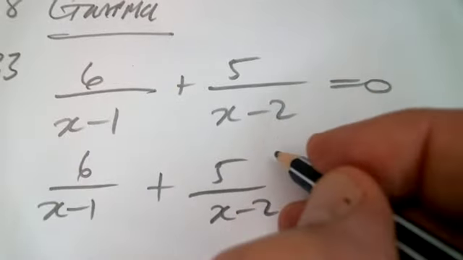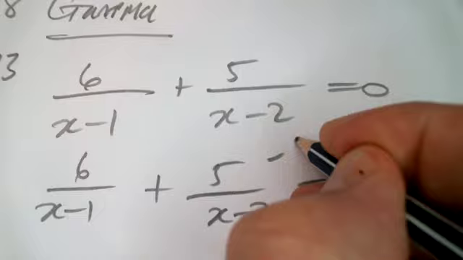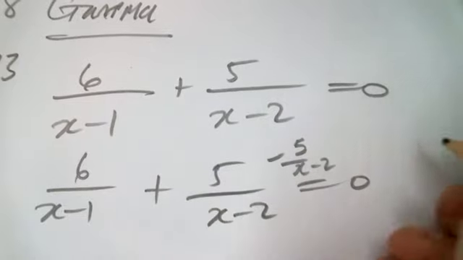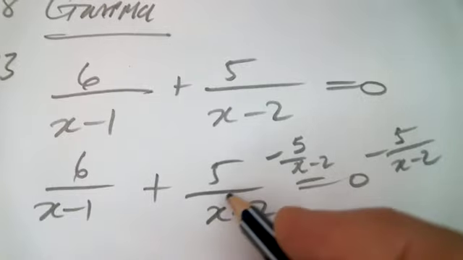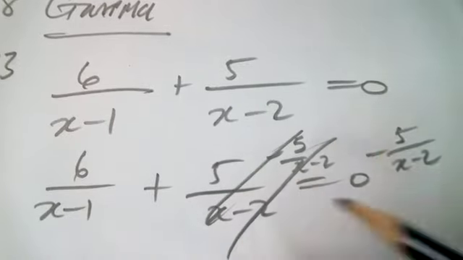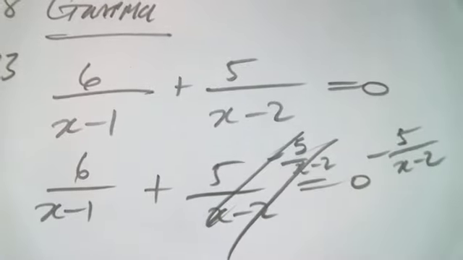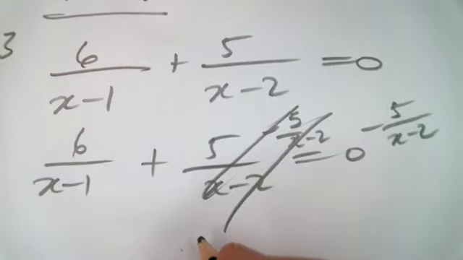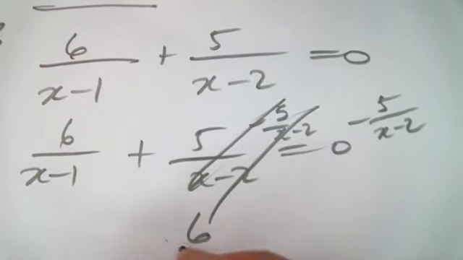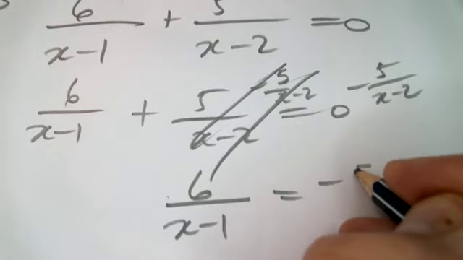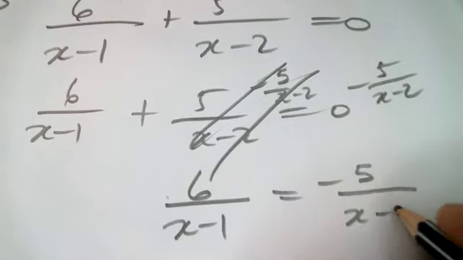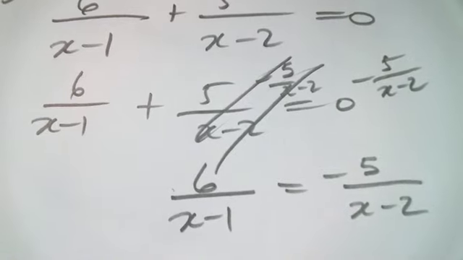I'm going to subtract 5 on x minus 2 from both sides. So in other words, this thing here, I'm removing from one side and placing the whole thing on the other. So now I've got 6 over x minus 1 is equal to negative 5 over x minus 2. Now I'm going to go ahead and cross multiply.